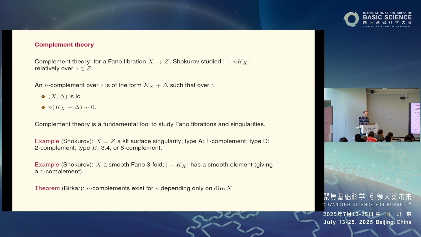So then finally, perhaps the most general statement in this direction is that in every dimension, there exists one n. We don't know exactly what that n is, except in lower dimension, such that no matter what Fano fibration you have, you always have an n-complement. So the n will be depending only on the dimension. It does not depend on your Fano fibration.